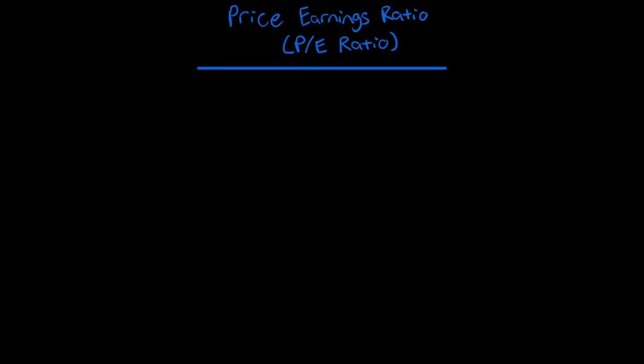All right, so the price earnings ratio, or PE ratio for short, it's simply calculated as it says in the name. You take a company's stock price and you divide it by the company's earnings per share.